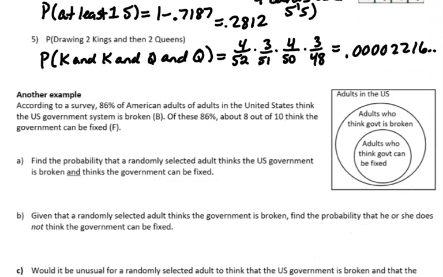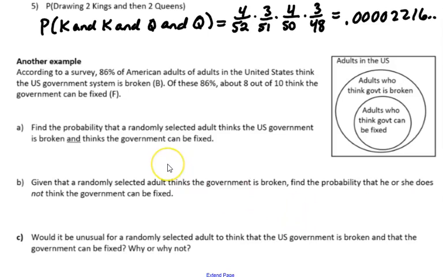So we're going to look at another way to look at conditional probability. Here we have a Venn diagram. In a Venn diagram, we have different groups, and when one group is completely inside the other, that means all of these, for example, these are adults in the U.S. These are adults who think government is broken. They are a subset of all of the adults in the U.S. And adults who think the government can be fixed are a subset of the adults who think government is broken. So in this outside edge here are the adults that think government is broken but can't be fixed. And out here are adults that don't think the government is broken. So we can put people in categories based on these circles.